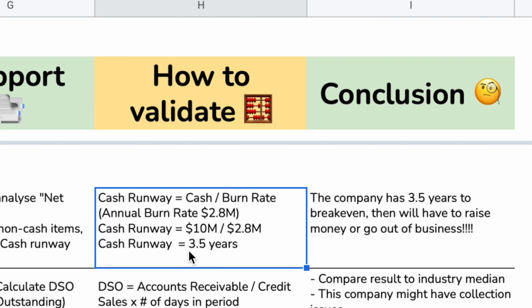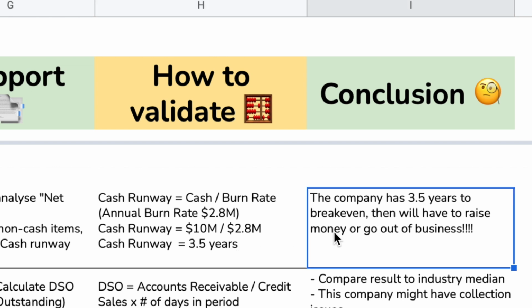In this case, it will lead us to 3.5 years. And that will tell me that the company has 3.5 years to break even. Then it will be faced either with a decision to raise money or go out of business.